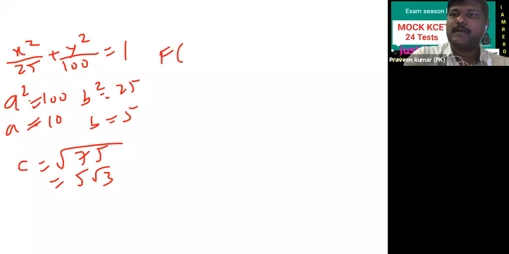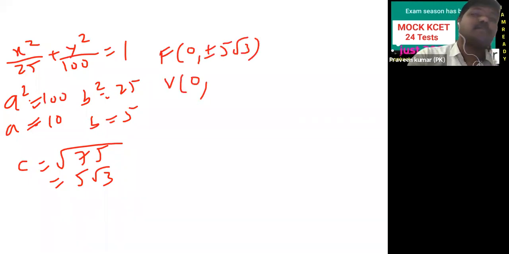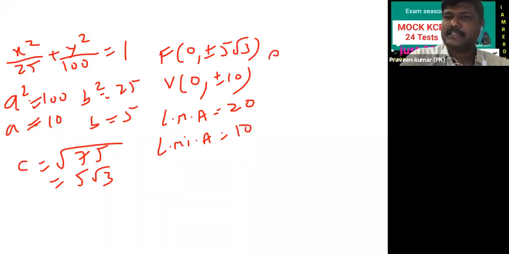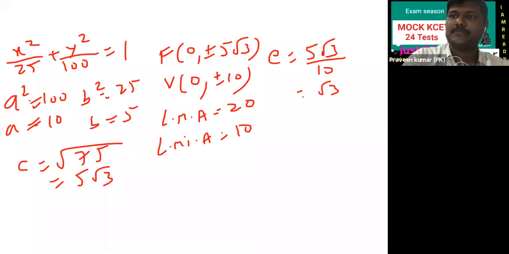Focus: 0 comma plus or minus 5 root 3. Vertex: 0 comma plus or minus 10. Length of major axis, 2 tens are 20. Length of minor axis, 2 5s are 10. Eccentricity c by a, 5 root 3 by 10, root 3 by 2.